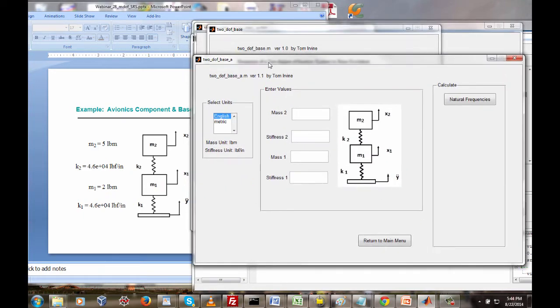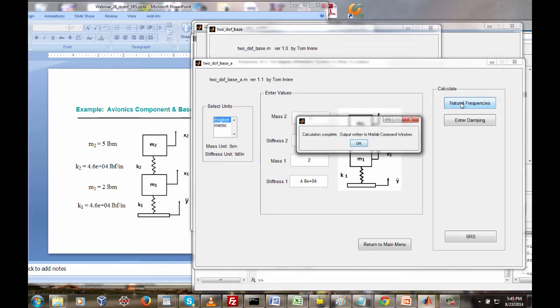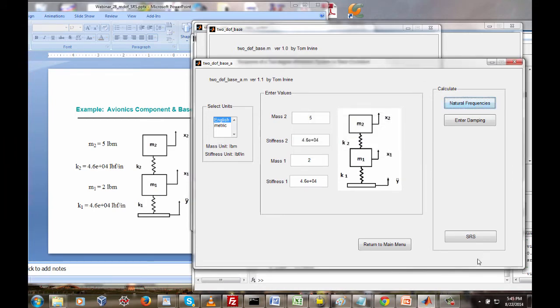And we're going to do English units, and at this point we're just going to type in the values from the PowerPoint slide. So I'm going to go ahead and do that, and then just Control-C, Control-V there. Before we do anything else, we need to calculate what the natural frequencies are. So let's do that calculation, and the output is written to the MATLAB command window.